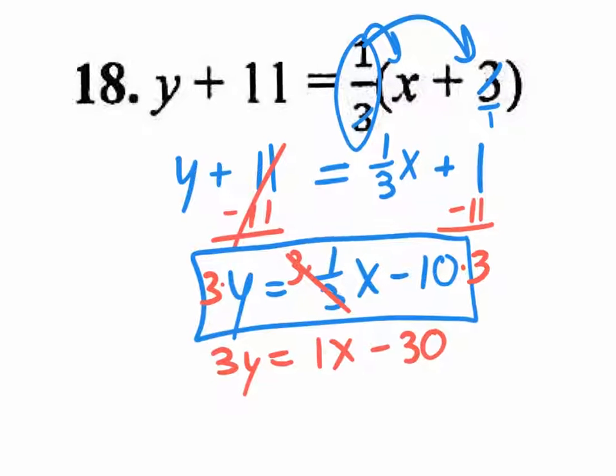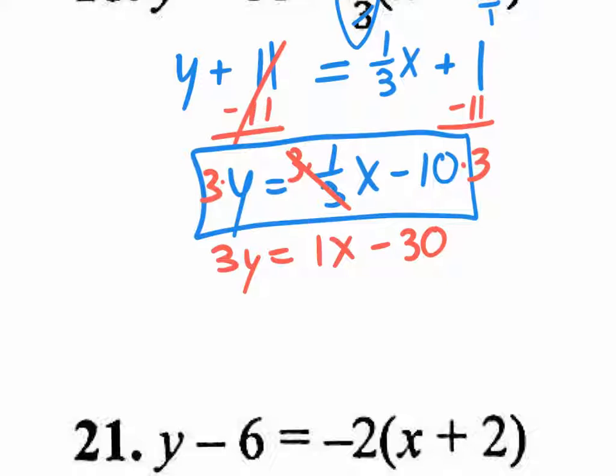So we almost have it in standard form. All I need to do is get that x term and move it to the other side. So how would I get rid of that 1x? Subtract 1x. And what we do to one side, we do to the other side.